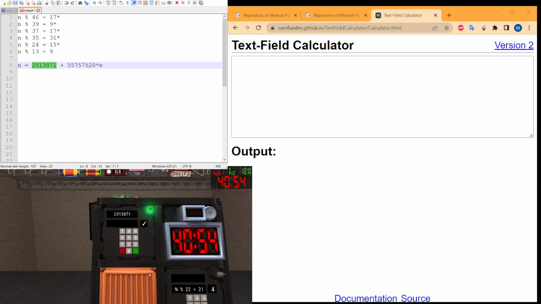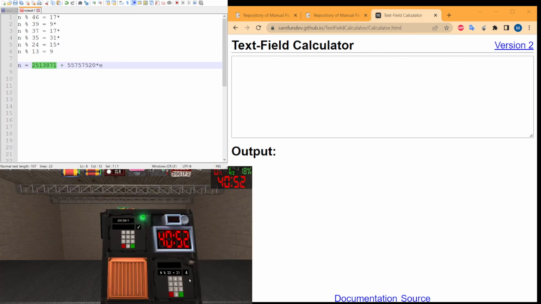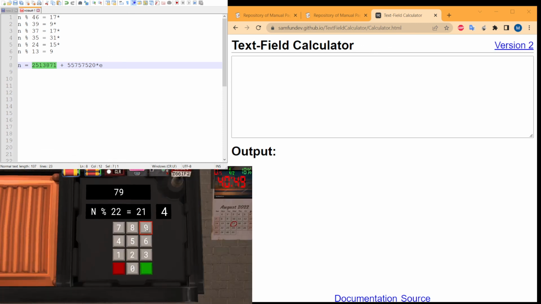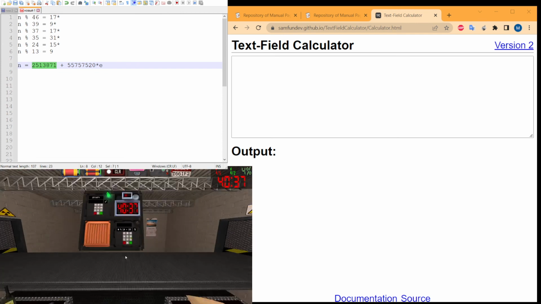Oh, by the way, if you input a wrong number, the whole thing is going to strike and generate a new set of equations and a new number.